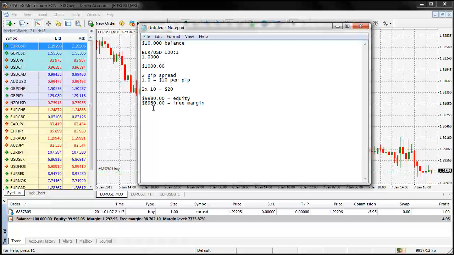Now if I wanted to open up another one lot euro, then what's going to happen is it's going to take off another $20 plus another $1,000, and then it's going to take it off the new free margin amount. Then my equity is also going to drop by $20, only providing that my account is in negative, which it is at the moment. It was just sitting at $3 profit, but overall -$2.95 or something like that.